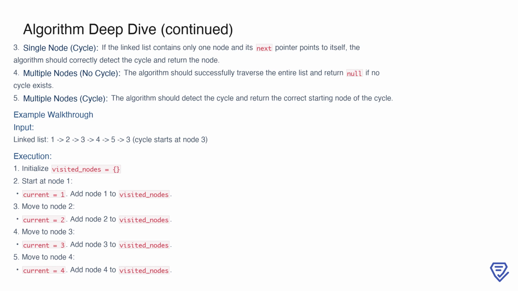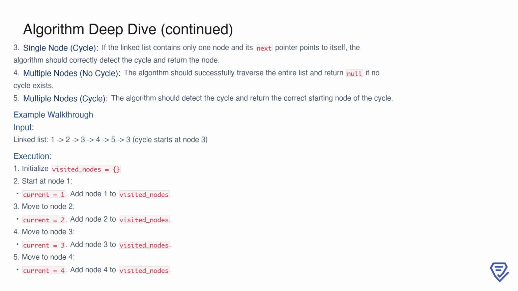Another edge case to consider is a single node list where the node's next pointer points back to itself, forming a cycle. In this scenario, the algorithm should correctly detect the cycle and return the single node. For linked lists with multiple nodes but no cycle, the algorithm should traverse the entire list and return null after confirming that no node is revisited. Finally, in cases where the linked list contains multiple nodes and a cycle, the algorithm should detect the cycle and accurately identify the starting node of the cycle.